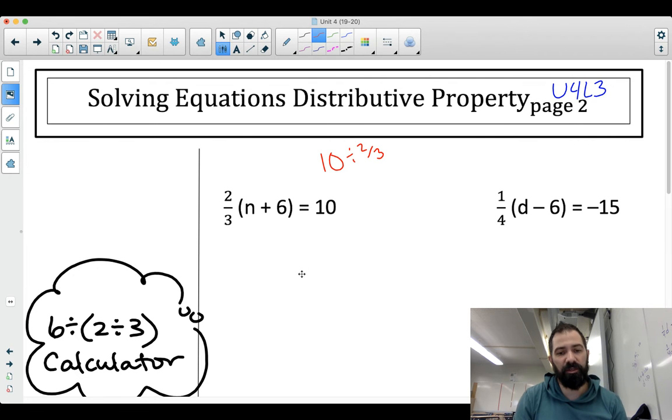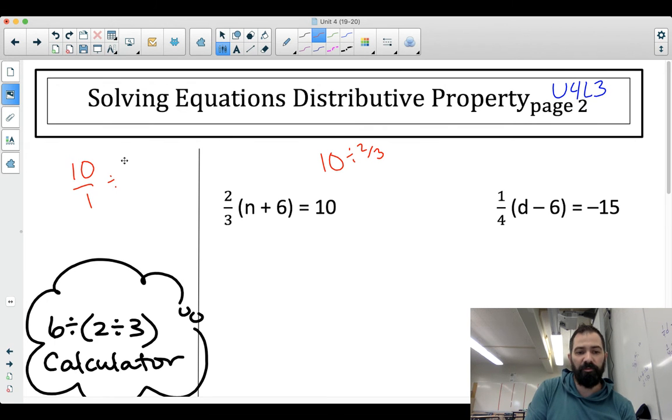Well, you might need to use a calculator for this. So if you have a calculator on hand, you can do that. I'm just going to show it to you with mental math. Well, not really mental math. I'm going to write it out here. 10 divided by 2/3 becomes 10 over 1 times, and we use our reciprocal, 3 over 2.